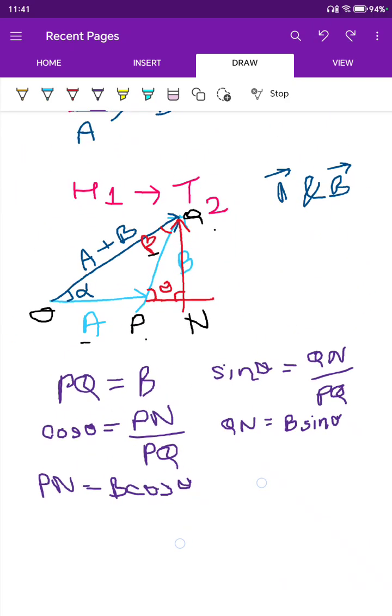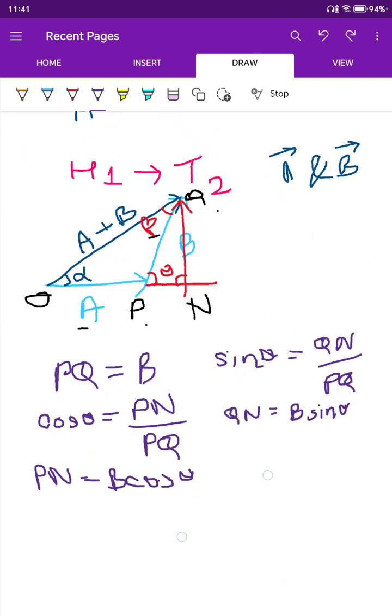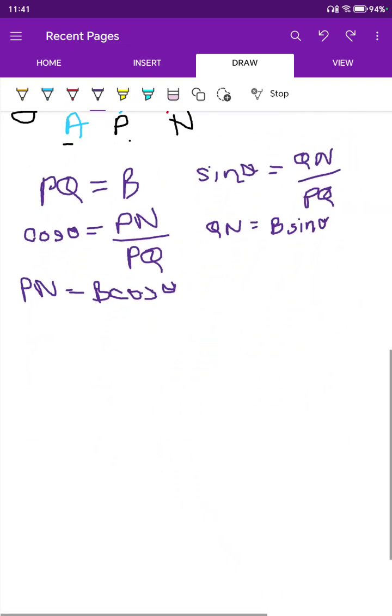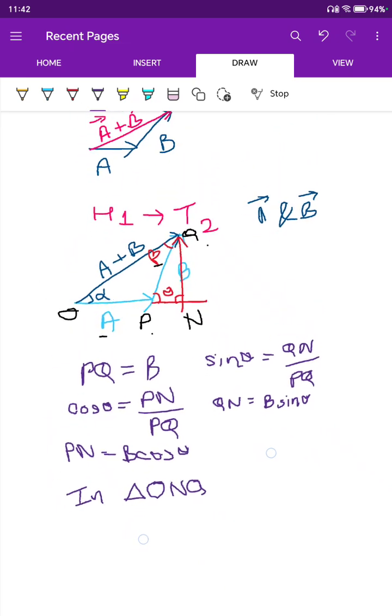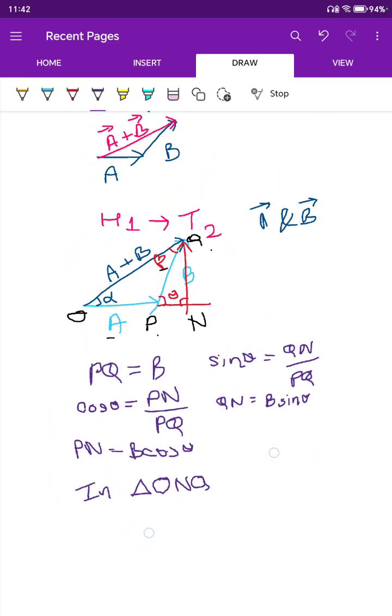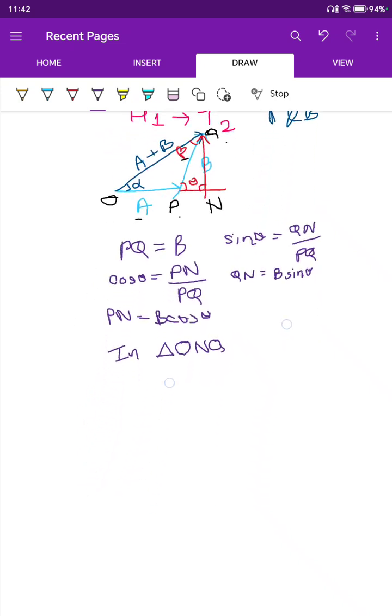see here in triangle ONQ, let's see, OQ square equals ON square plus NQ square.